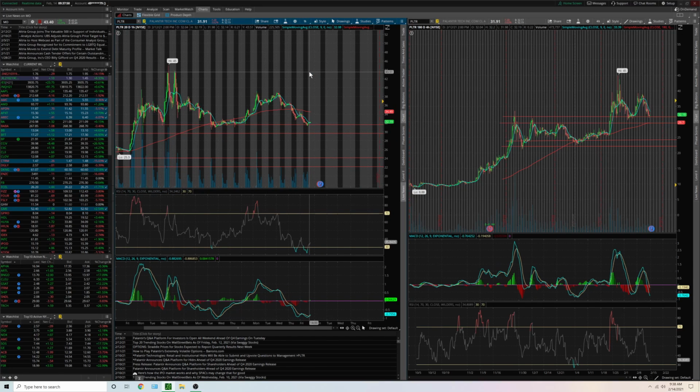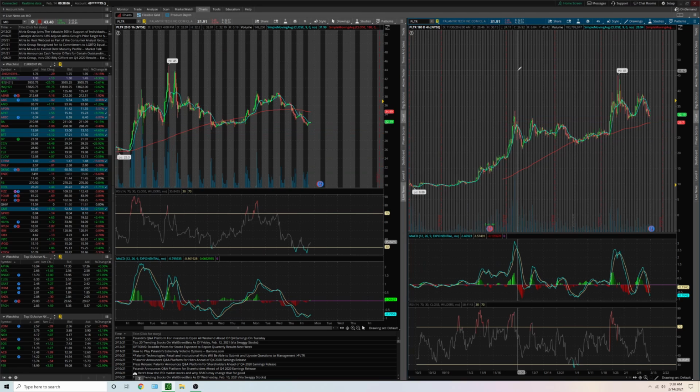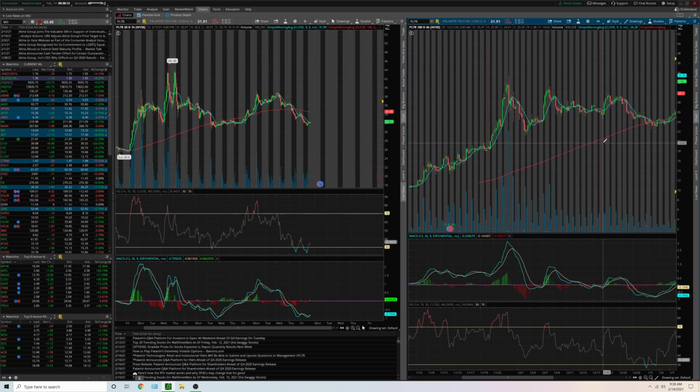I mess around with my left chart. The right chart is more the analysis type thing. So I'm going to remove these drawings so I can do them from scratch with you guys. First things first, to look up a resistance level, we're going to pay attention to this first part here because I want to show you guys the importance.